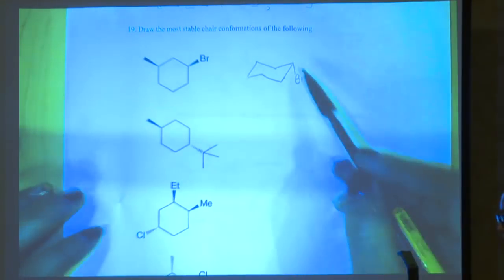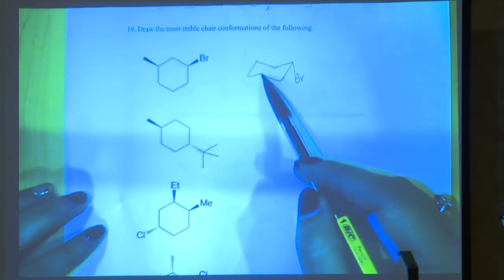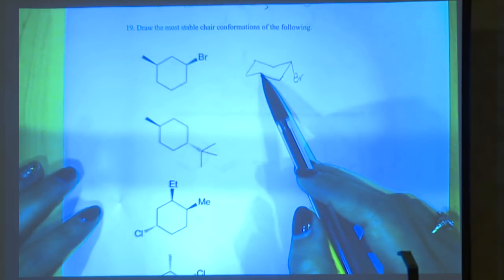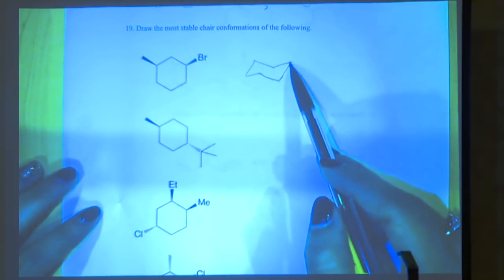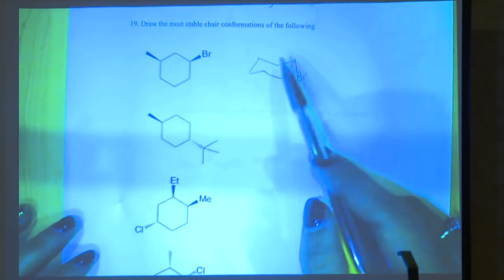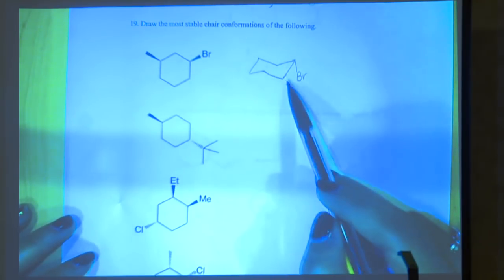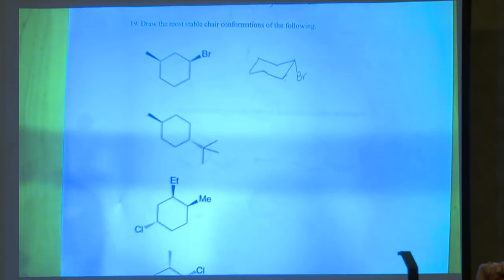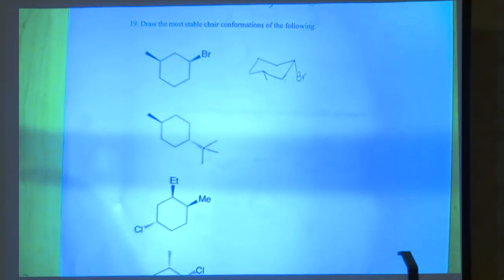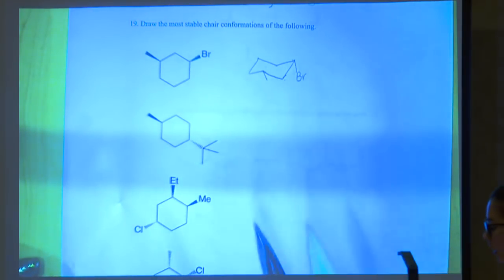Oh, so these are always down and these are always up? For axial, yeah, you're right in that. So for axial, these are always up and these are always down, but for equatorial. Yeah, good. So then this will go down. So is this our most stable conformation? Why? Good. Yeah, so they're both equatorial.